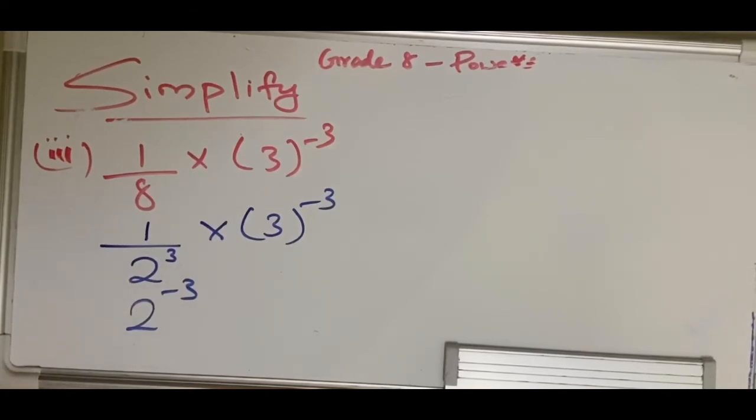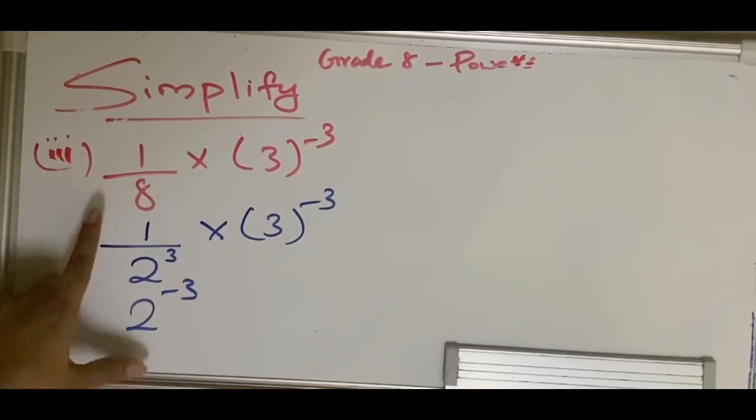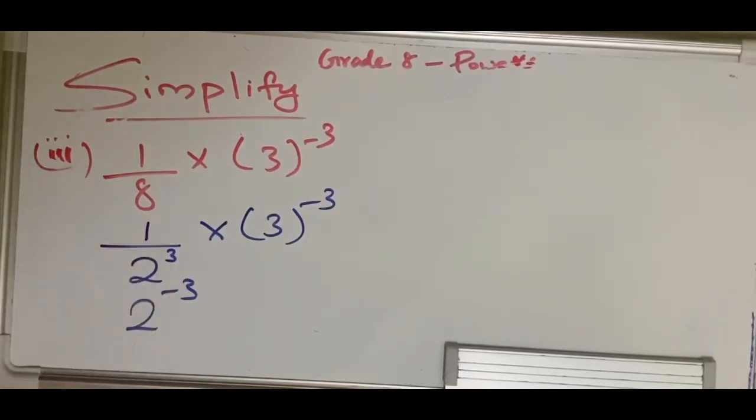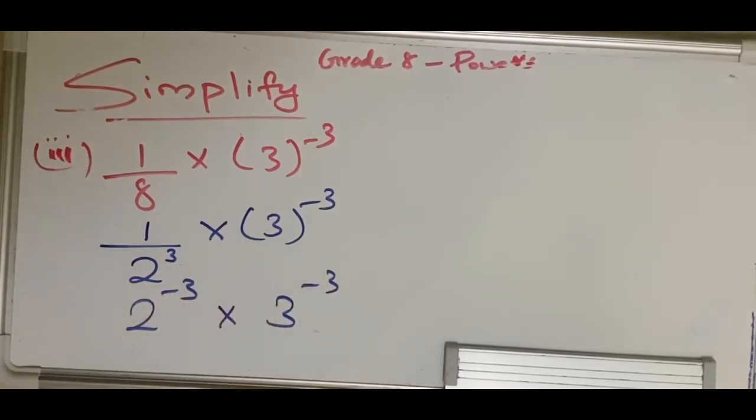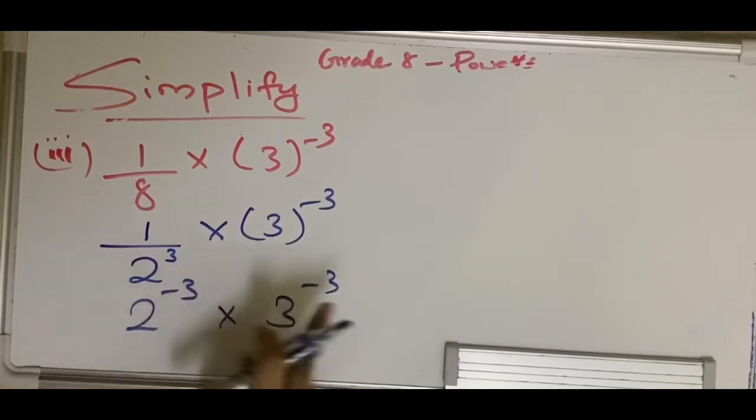Hence it will become a raised to minus m. I can simply take the reciprocal and put a negative power. Now you see that for both of the numbers we have the exponent minus 3. The base numbers are different, right? But we have powers to be same.